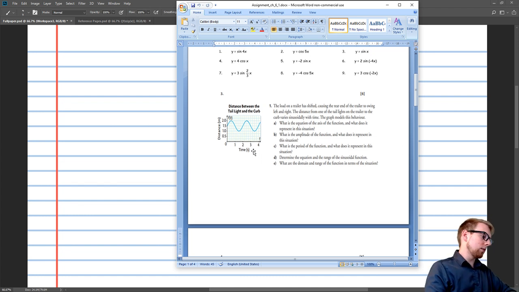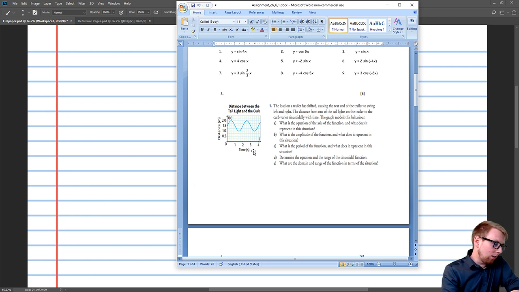A load on a trailer has been shifted, causing the rear end of the trailer to swing left and right. The distance from one of the taillights on the trailer to the curb varies sinusoidally with time. So, sine. The graph models this behavior. What is the equation of the axis of the function, and what does it represent in this equation?